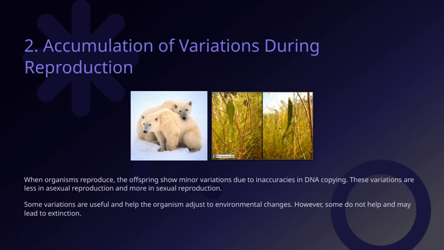This accumulation of variations during reproduction is a key driver of evolution. It's what provides the raw material for natural selection to act upon, helping species adapt over time. So, understanding how these variations build up and their effects is crucial for grasping how life on Earth changes and evolves.